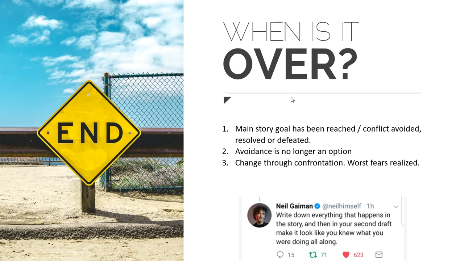So for most of the book, the main character has been avoiding conflict, which could be maybe a relationship that they're afraid of, maybe dealing with a relationship with their parents or their romantic interest. It may be a fear that they have of something and they have to confront their deepest fear in order to get what they want.